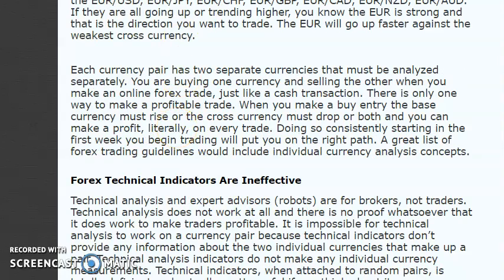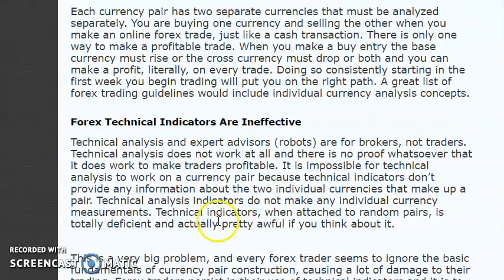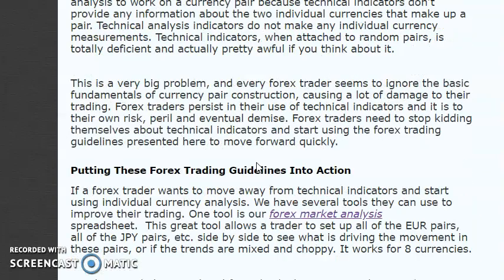And by the way, technical indicators just won't give you this information. Technical indicators are just bad. So if you're using technical indicators or robots or whatever the case may be, you need to just abandon the technical indicators, the Fibonaccis, the RSI, the envelopes, and all the crazy indicators that are out there, and just go with the individual currency analysis.